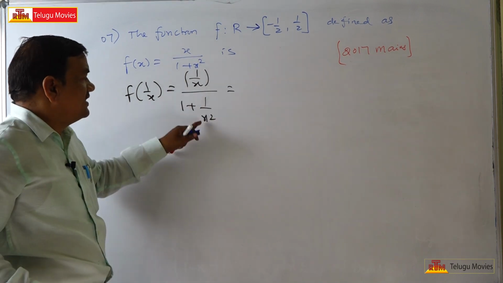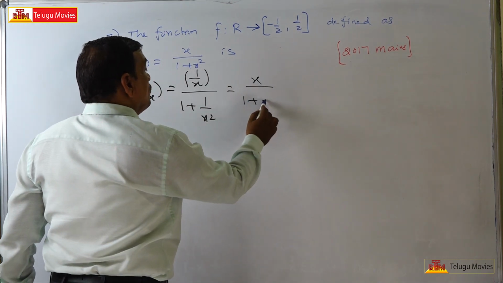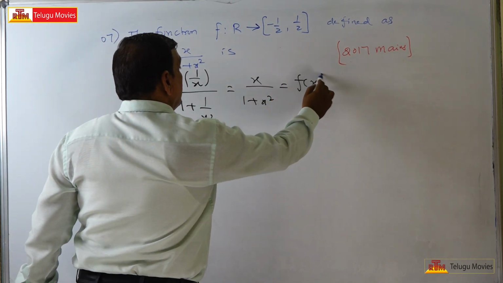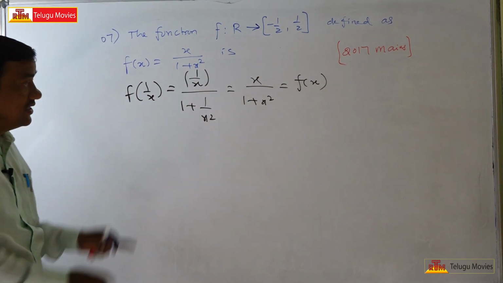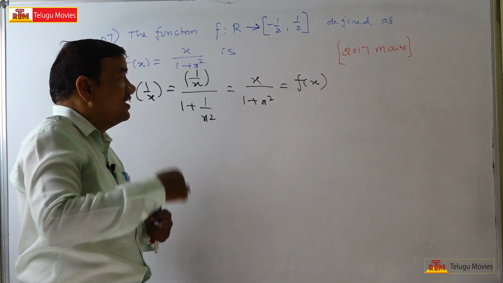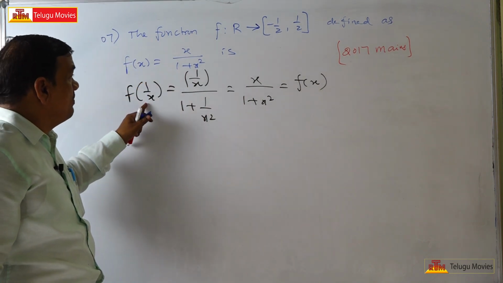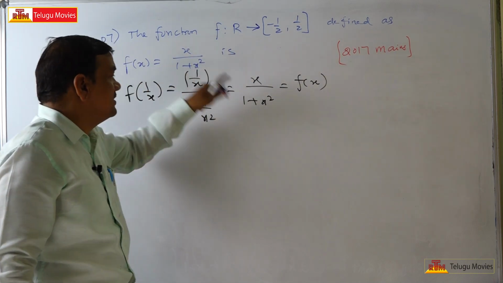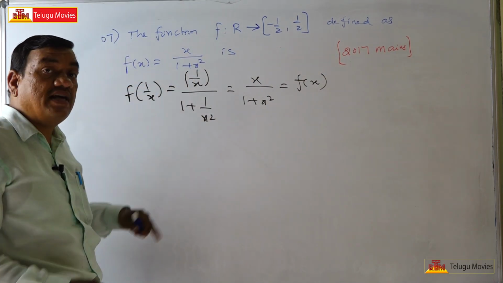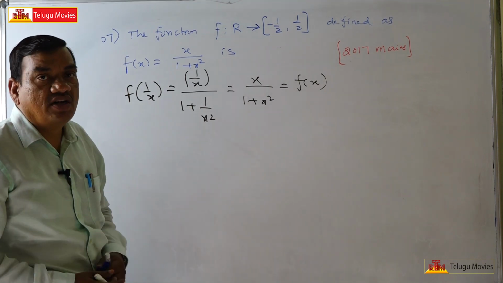So x will get cancelled, x will come in the numerator, again you are getting 1 plus x square, again you are getting f of x. So that is the specialty of this function. That means in place of x, if you substitute 1 by x, again you are getting f of x. That means for x and 1 by x, same image. That means two elements have the same image. Therefore, it is not a one-one function.